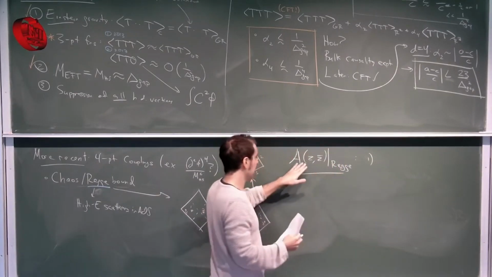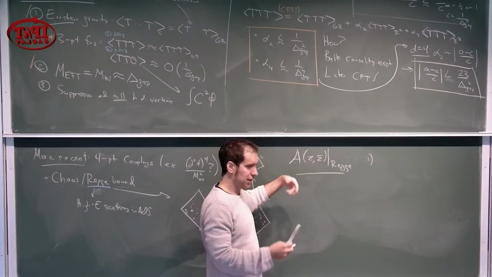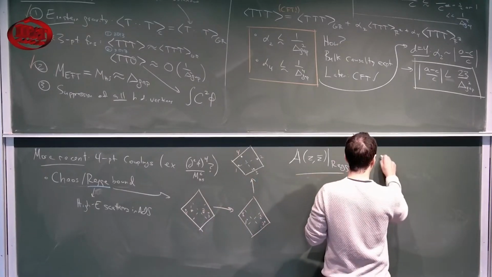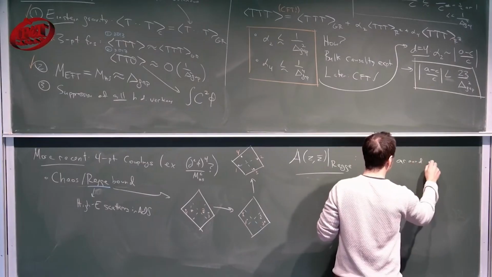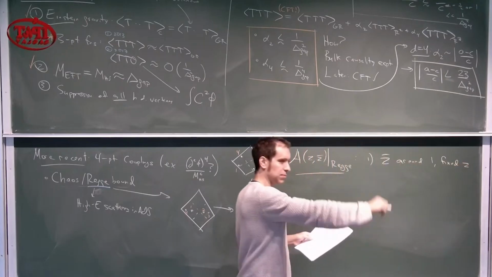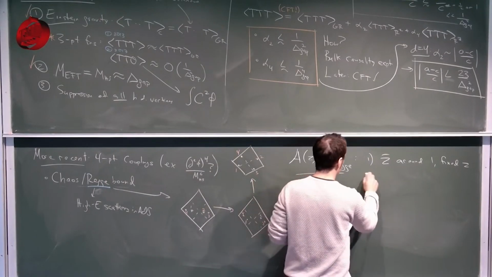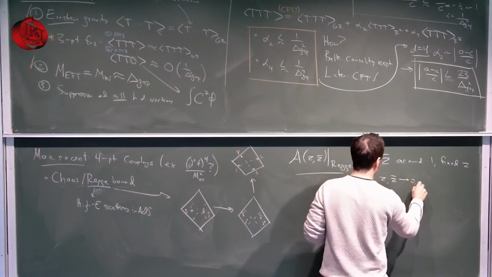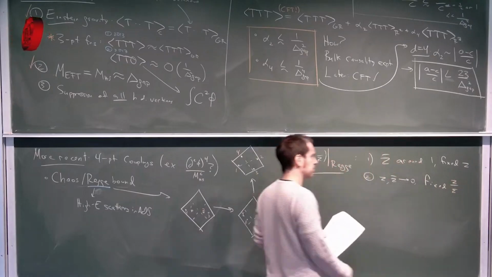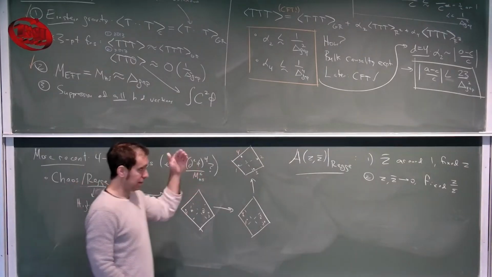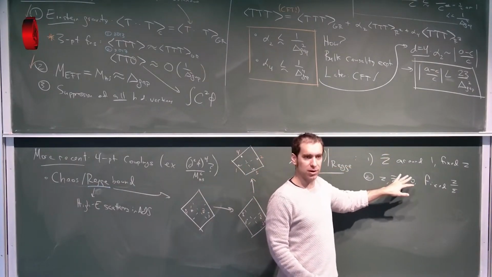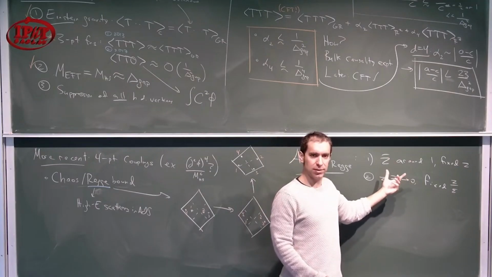So you start with your A of Z and Z bar. You start in Euclidean, but then you take Z and Z bar to be independent complex variables. And first you take Z bar around 1 with fixed Z. Okay, so you move Z bar around 1, keeping Z fixed. And then you take Z and Z bar to 0 at some fixed ratio. So given some 4-point function, you can do this. And the claim is that the leading order behavior, as Z and Z bar go to 0, gives you the Regge limit of the correlator.